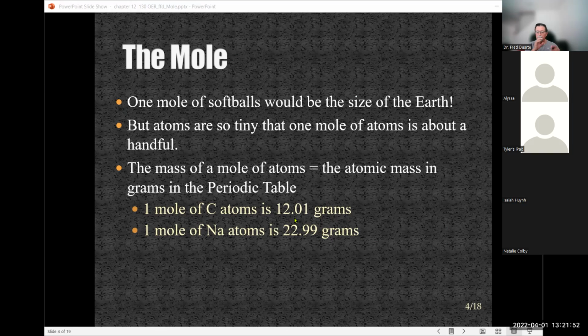Because if we measure out 1 mole of carbon atoms, that would weigh out 12.01 grams, okay? We have 1 mole and 12 grams. 12 grams is not very much, but the number of atoms of carbon is just astronomical for 1 mole. And sodium, if you weigh out 22.99 grams of sodium, it has 1 mole.